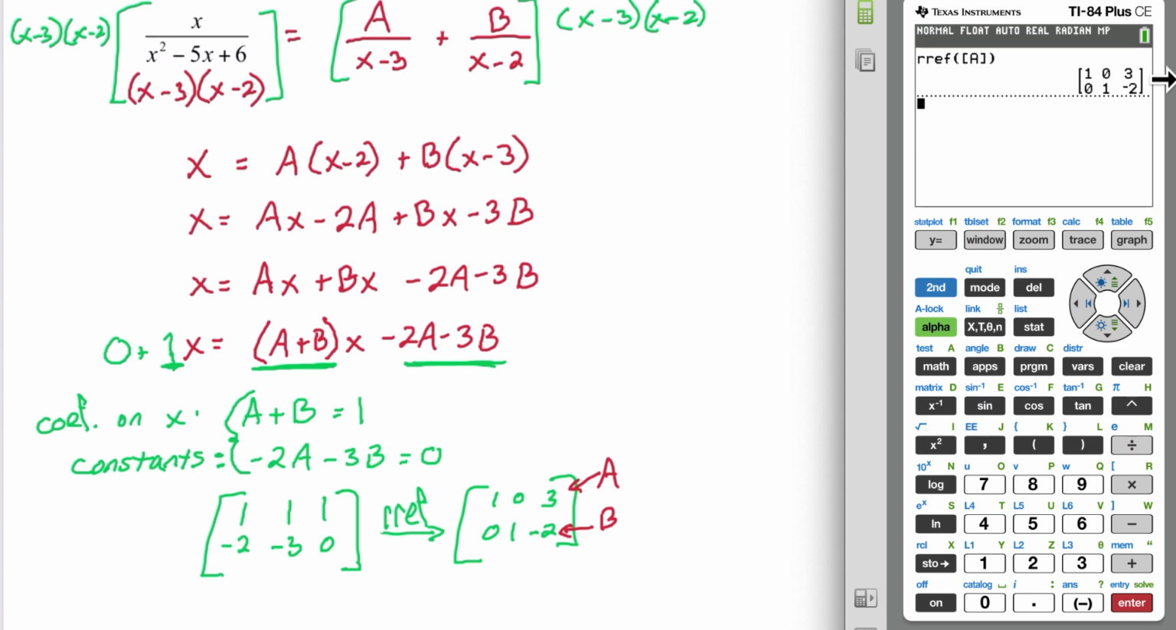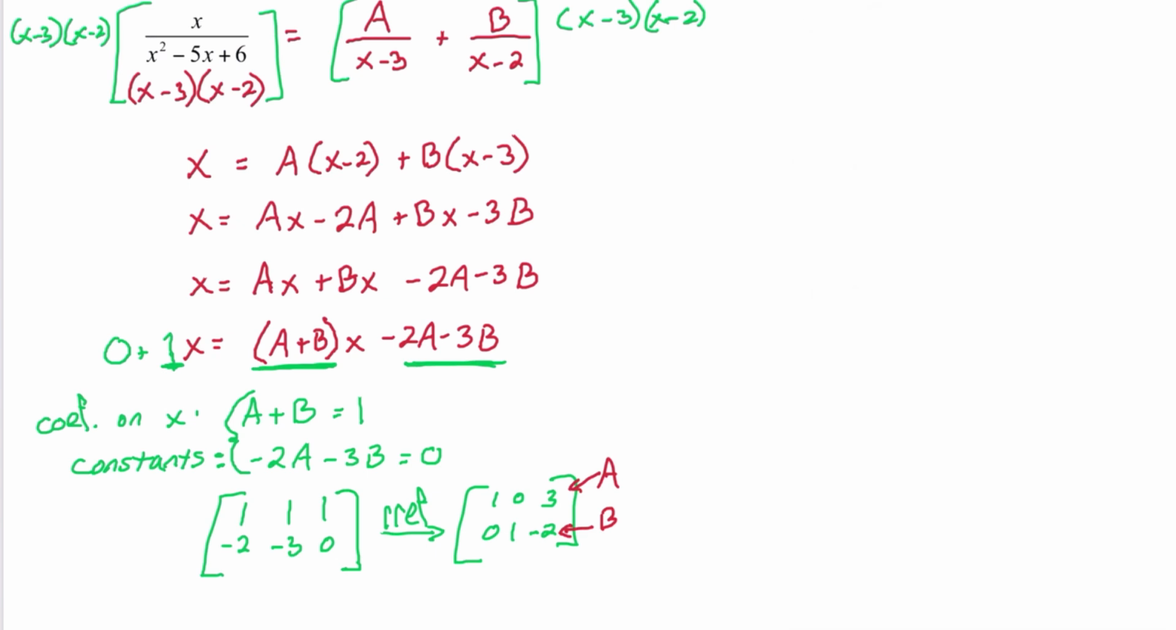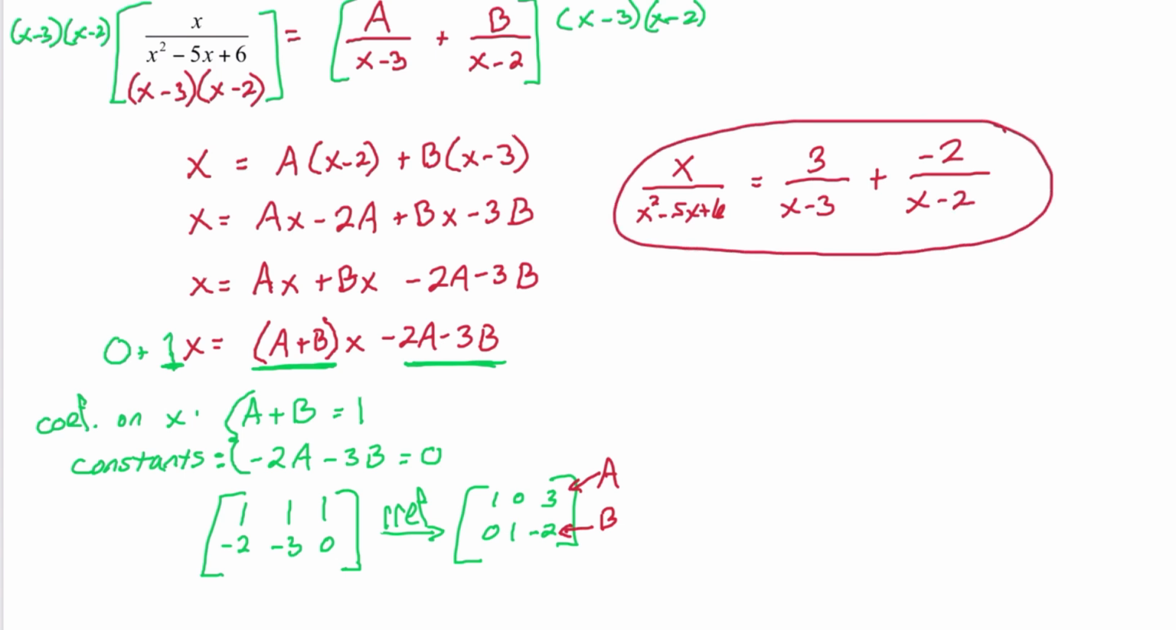So now we can rewrite the original rational expression. The original was x over x squared minus 5x plus 6. And when we simplified that, we got two partial fractions. A, which we found to be 3, over x minus 3, plus B, which we found to be negative 2, over x minus 2. And we now have the partial fraction decomposition of that original rational expression.